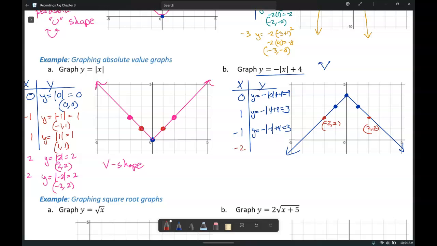We'll start with negative 2. y equals the negative absolute value of negative 2, plus 4. And that does indeed equal 2. And we're going to hopefully see that symmetry, which also equals 2. So we know that those 2 points work, and we have the graph of our absolute value.